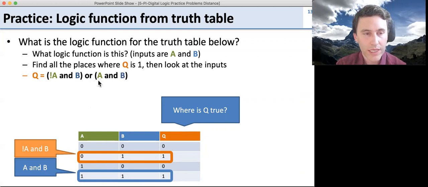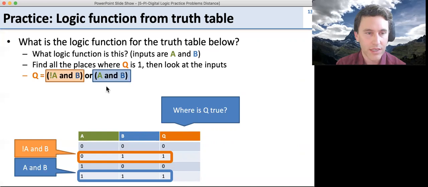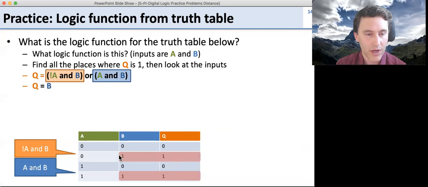Now, if you look at this a little carefully, you can see there are two terms here. They both need B to be true. One of them needs A to be false, and the other needs A to be true. So this is saying either combination of A and B is there. So we can simplify this. This is just Q equals B. And if you look down at the circuit here, you can see that whenever B is true, Q is true.